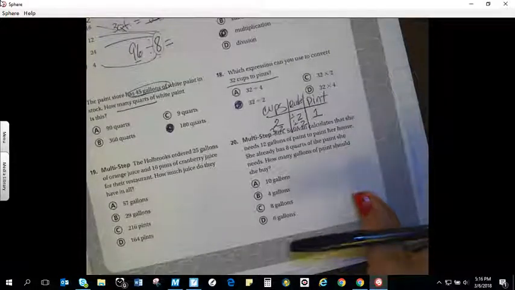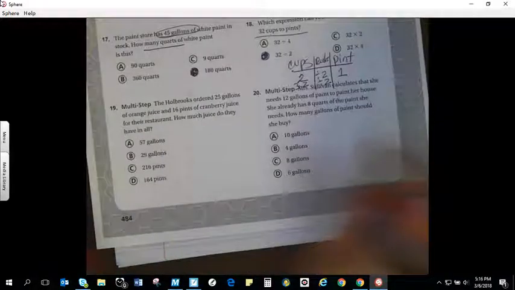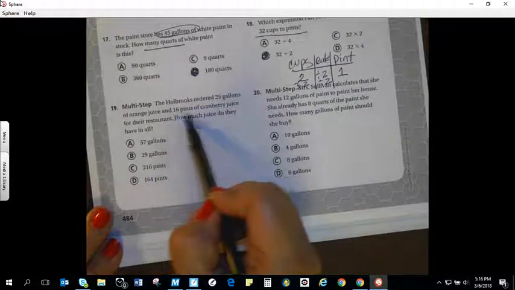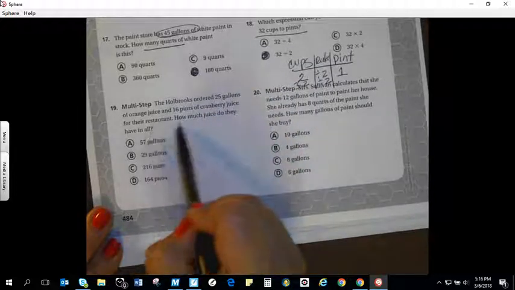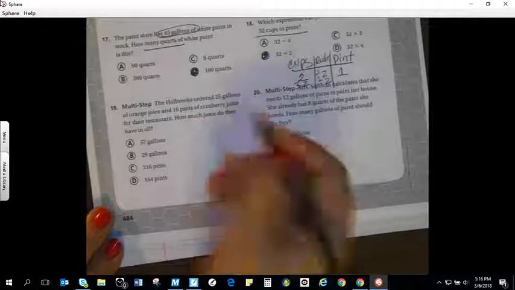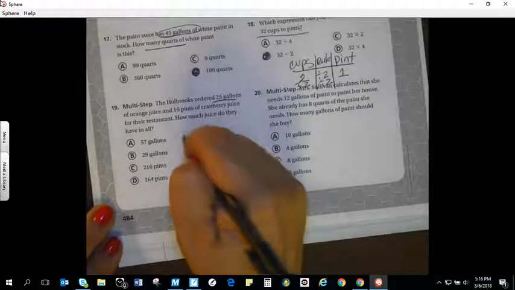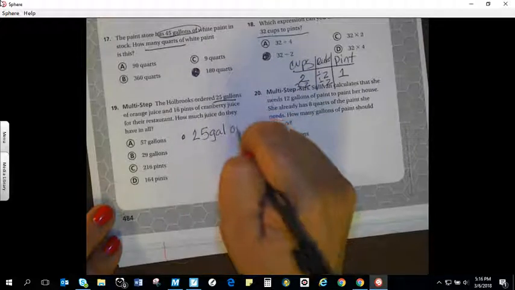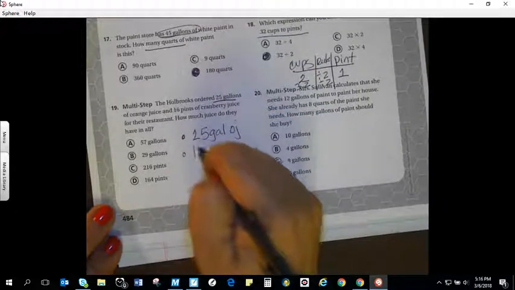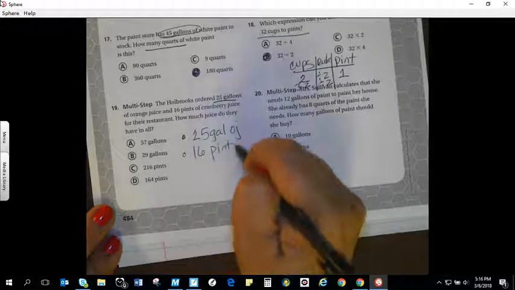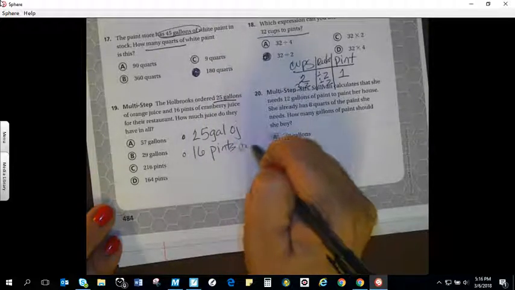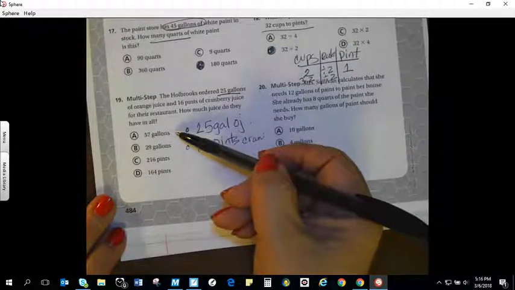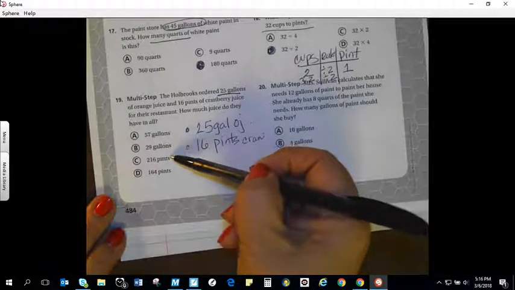All right, let's look at our multi-step. The Holbrooks ordered 25 gallons of orange juice and 16 pints of cranberry juice for their restaurant. How much juice do they have in all? Okay, so the 25 gallons of OJ, 16 pints of cranberry. Now I'm looking at my answer choices. I can go gallons and gallons or pints and pints.